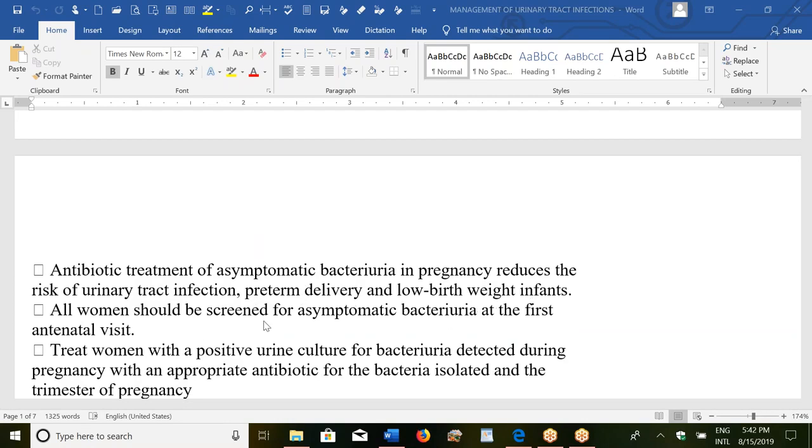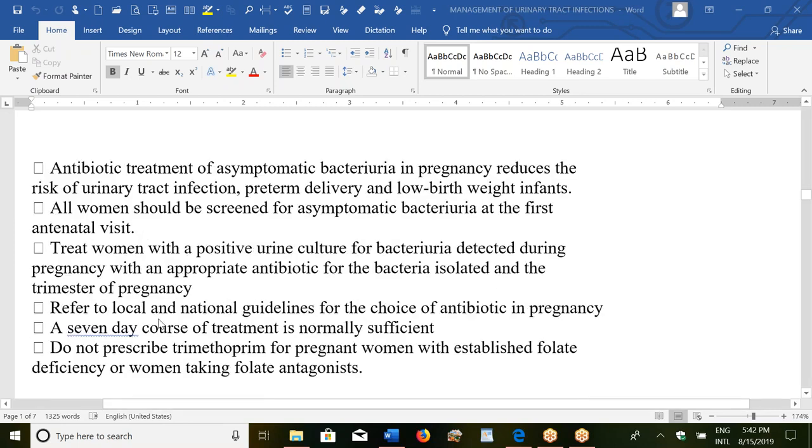All women should be screened for asymptomatic bacteriuria at the first antenatal visit. Treat women with a positive urine culture for bacteriuria detected during pregnancy with an appropriate antibiotic for the bacteria isolated and the trimester of pregnancy. Refer to local national guidelines for the choice of antibiotics in pregnancy. A 7-day course of antibiotic treatment is normally sufficient.